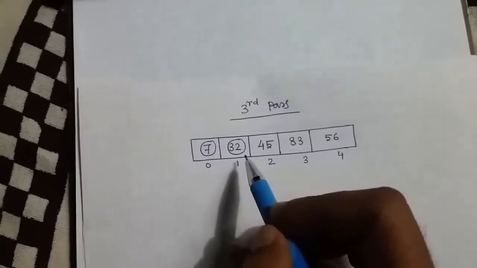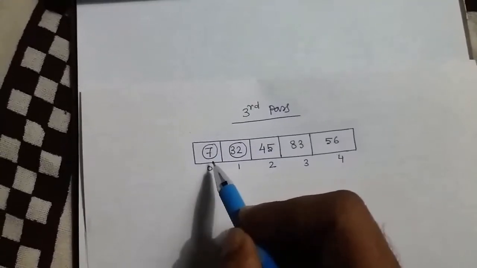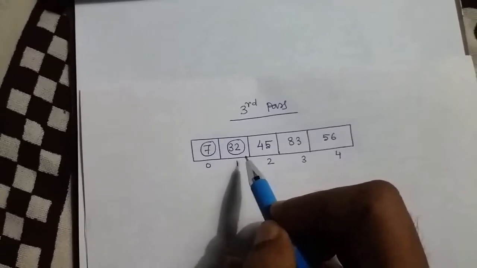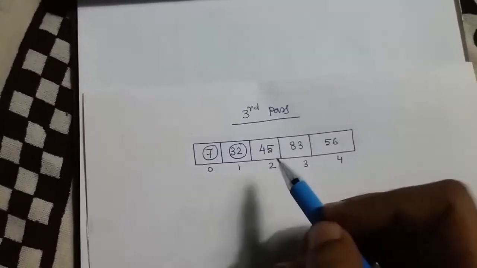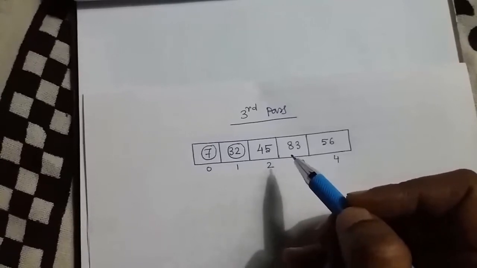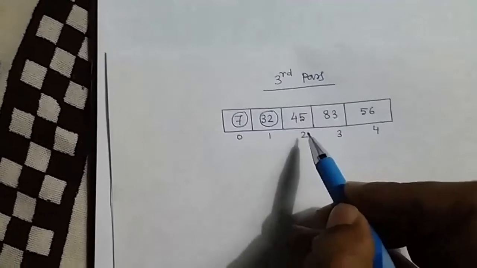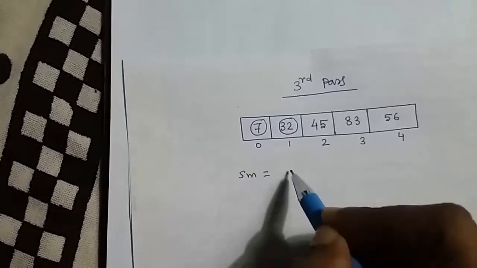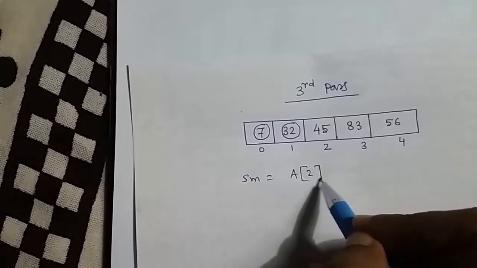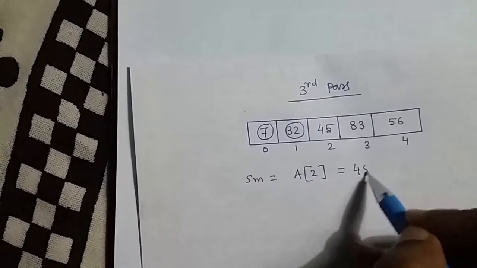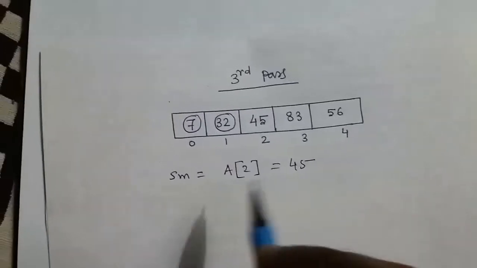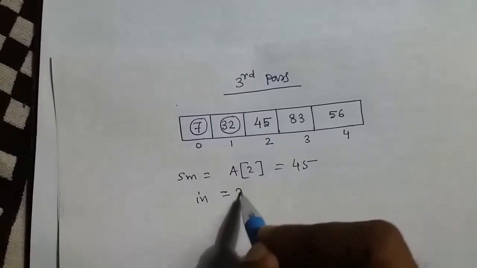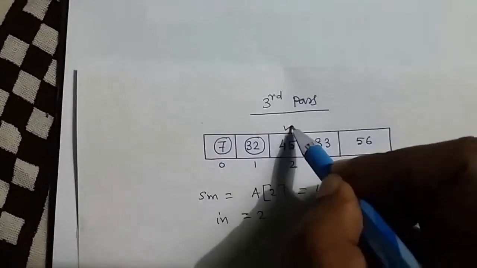We are now in the third pass. You can see 7 and 32 are already fixed, so the smallest element and the second smallest element we have already got. Now we have to get the third smallest element. So now we will consider A of 2. So SM equals A of 2 now, I'm also writing the value, that is 45, and the index is 2. I'm marking this one.